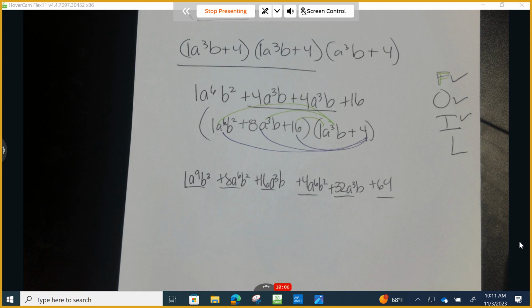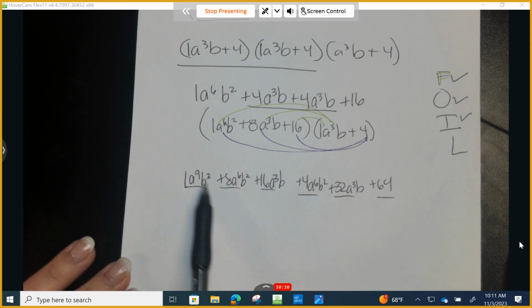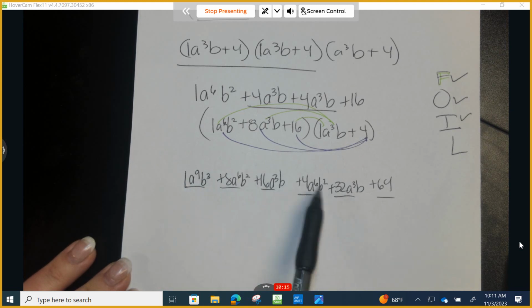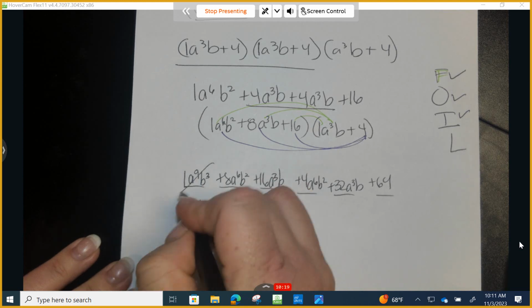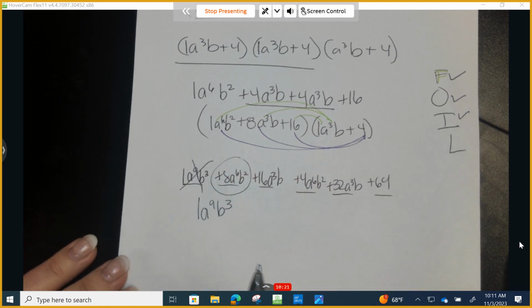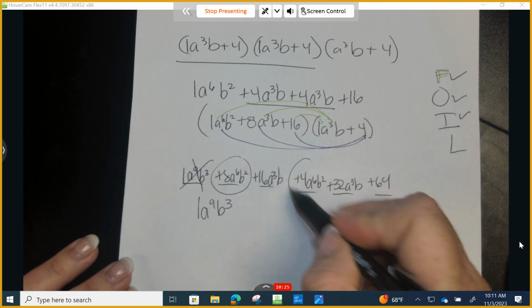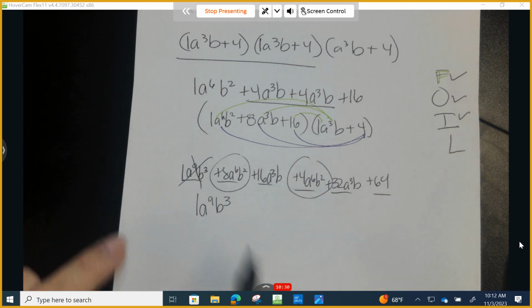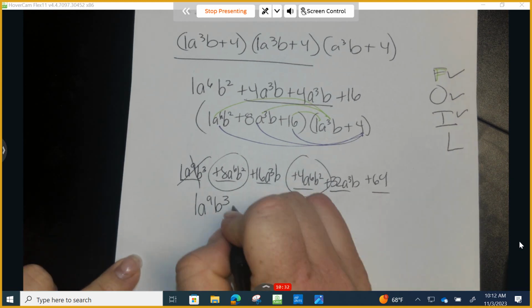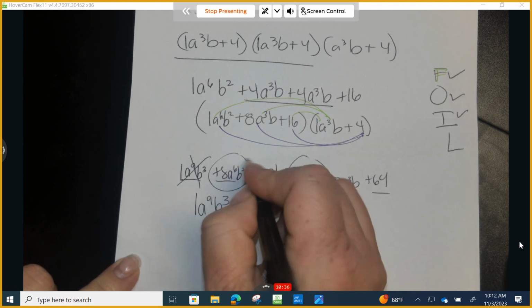And now I'm looking at these, and I'm wondering, how am I going to combine? So I need to first look at it. Do any of these have A to the 9th and B to the 3rd? No, so that's only one: A to the 9th, B to the 3rd. Do any of them have A to the 6th and B squared? Oh, here we go. They have to have the exact same variables with the same exponents. So positive 8 and positive 4 combined is a positive 12. We leave the variables and the exponents exactly the same.